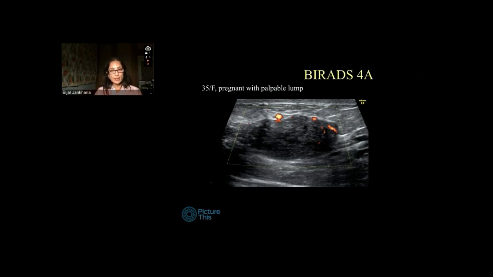We did an ultrasound-guided core biopsy. It turned out to be a benign phyllodes tumor. She waited till she had delivered, and after that she got it excised. It was still a benign phyllodes tumor.